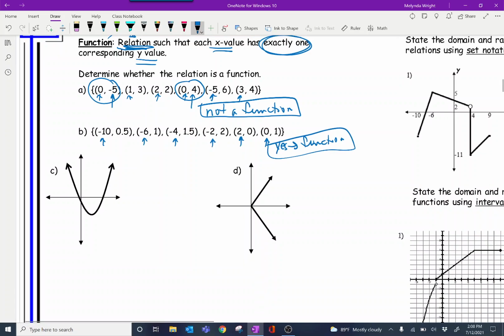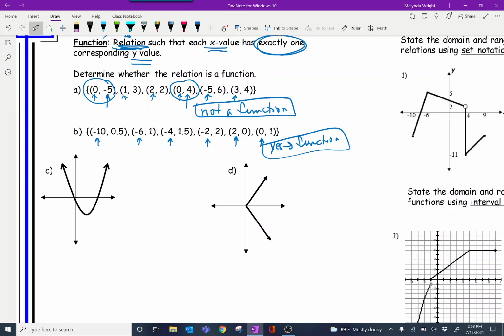Okay, great. Now if we have a graph, we can use what's called the vertical line test. You probably remember that. The vertical line test is where I draw a vertical line anywhere on the graph, and I need to make sure that it only intersects the graph one time, across all the different parts of the graph. So this would be yes, it would be a function. Here we can see that this vertical line intersects the graph more than once, so this would not be a function. This is no.